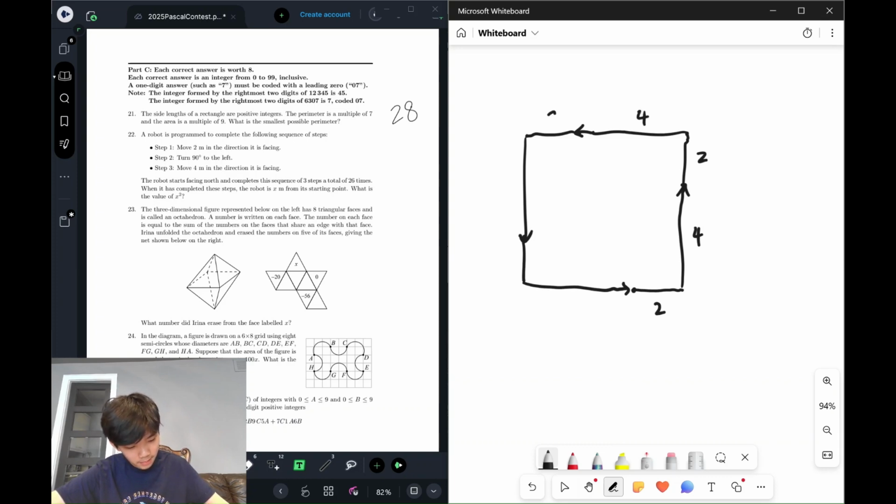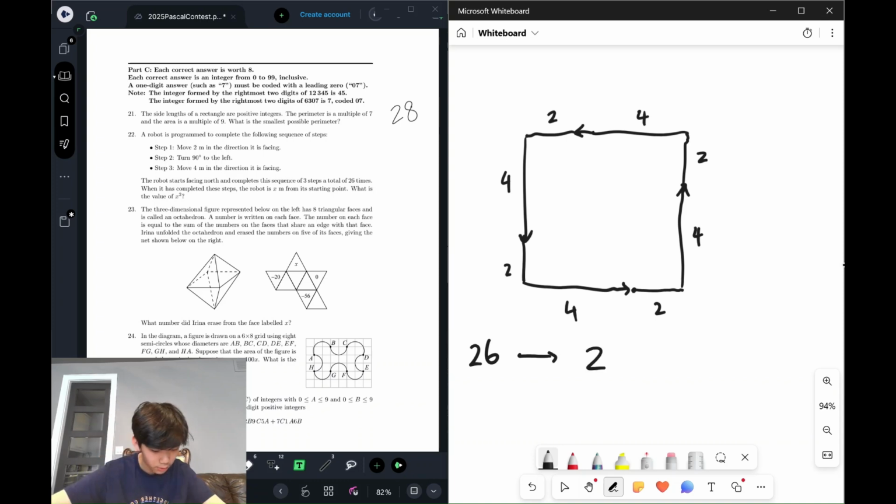This is explained because after you do this, you get a square of side length 6, and so it forms a complete loop. So the robot does this 26 times, but every time it does it 4 times, it's really ending up in the same place as the beginning. So this is the same as doing the process twice. So if we started here, we're going to end up at this point over here.